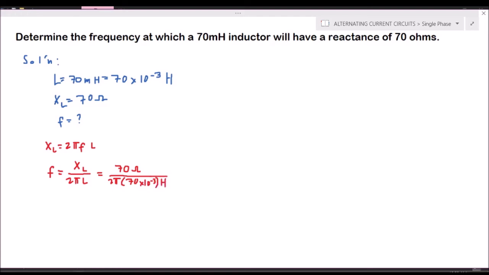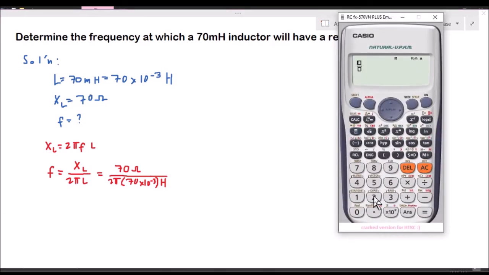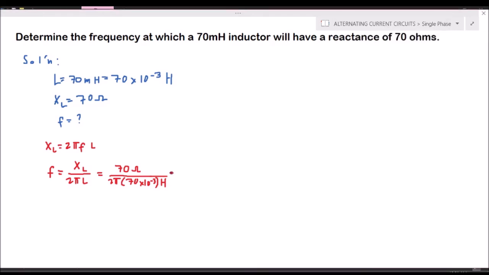Using our calculator, let's calculate the answer: 70 ohms over 2 pi times 70 times 10 to the power of negative 3. Our answer is 159.15 hertz, and this is now our answer.